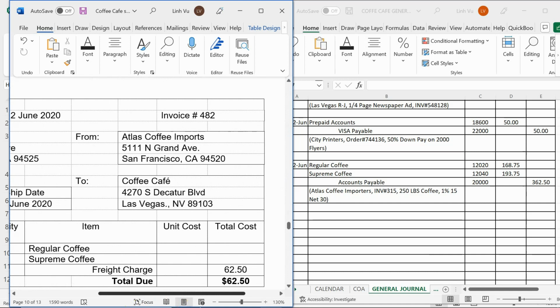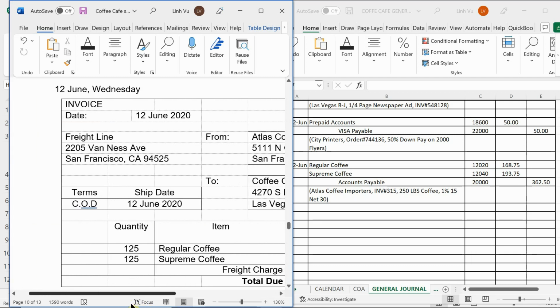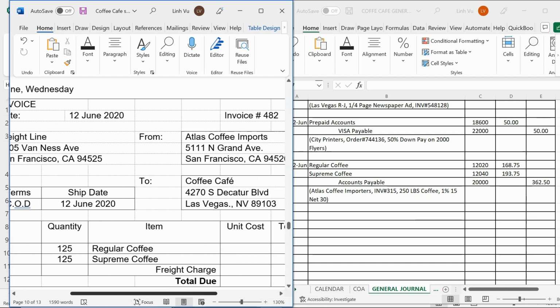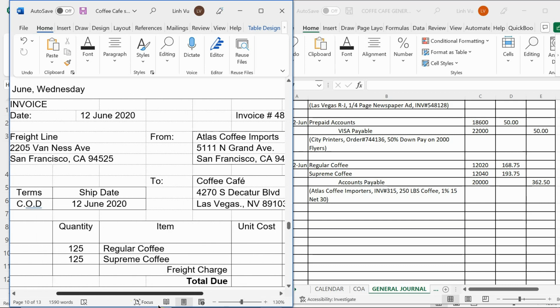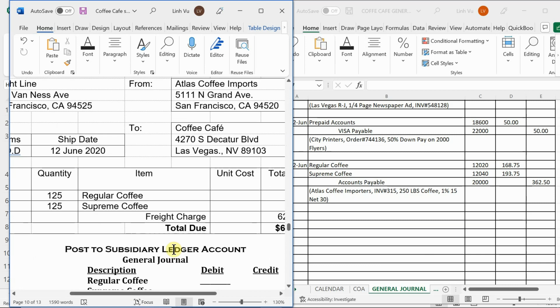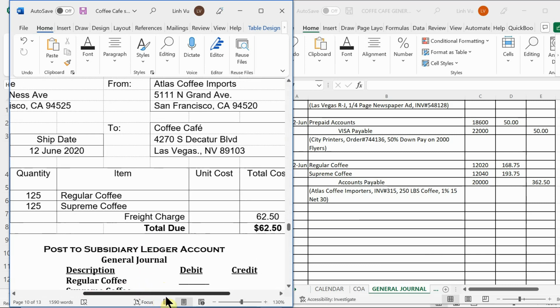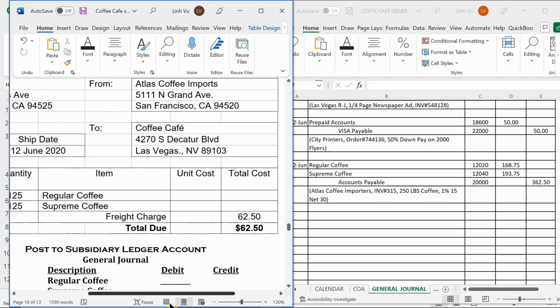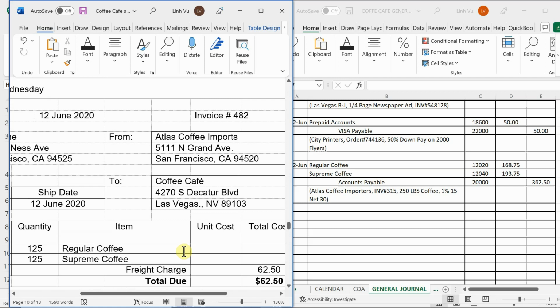They invoiced me, invoice 482. They gave me terms COD. So what does COD mean? Cash on delivery. So for shipping 125 pounds of regular coffee and Supreme Coffee, they charged you $62.50. Because this is cash on delivery, I have to pay for it automatically.